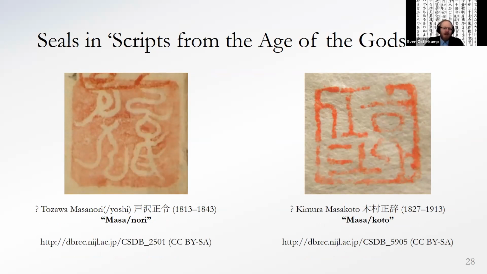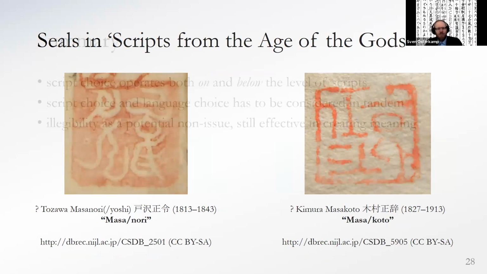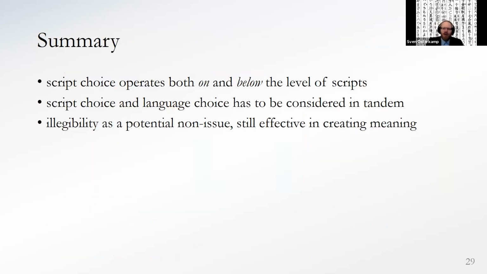So to sum up all this very briefly, first, script choice operates both on and below the level of script, and both inter- as well as intra-script variability may carry sociolinguistic meaning. Second, script choice and language choice have to be considered in tandem, as they do not combine in random ways, but often rather reinforce each other. Third, we have seen that illegibility is potentially a non-issue, as even illegible script may still be effective in creating meaning.